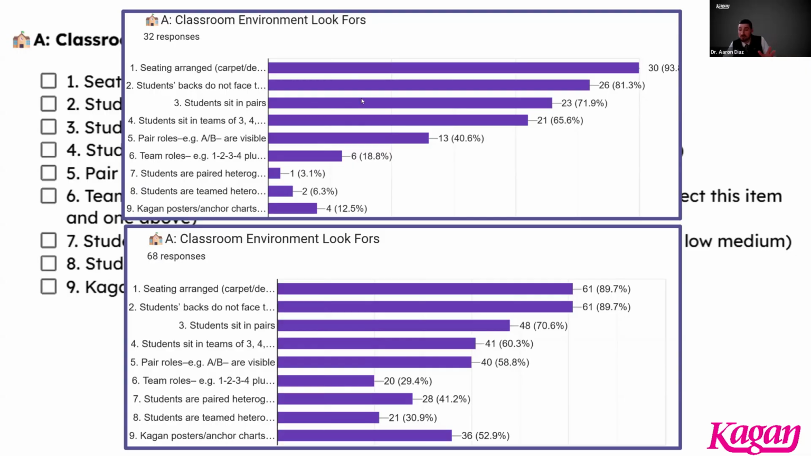I want to check for understanding here before we go on, maybe for my own benefit, but I think there might be some others that are wondering too. When I see on this top data set, pair roles AB are visible, and I see 40.6% here. How accurate is it to look down at the bottom graph or data set and see pair roles AB are visible, now it's grown to 58.8%? These are representing two different times. Is that correct?